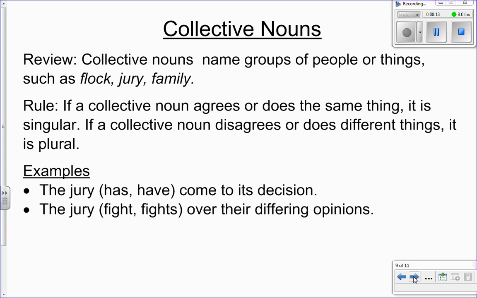Now, the next example involves a tricky subject known as collective nouns, and you've learned these before. Collective nouns name groups of people or things. They're words like flock, jury, and family.